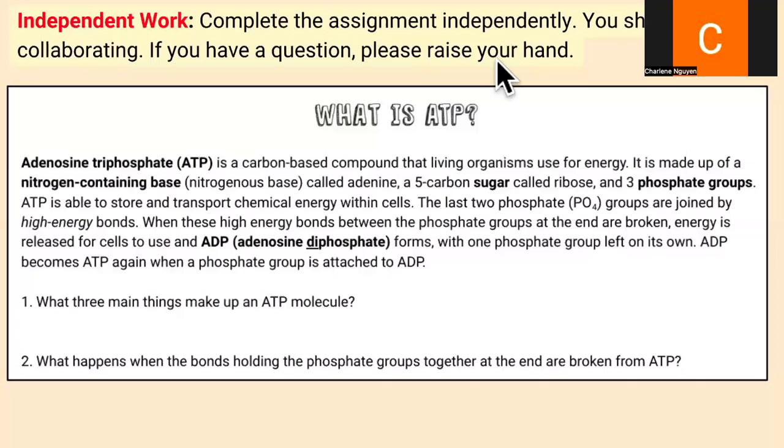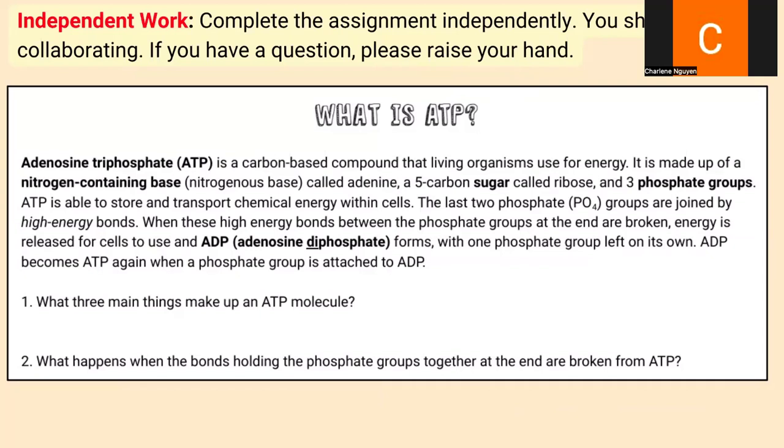Okay, so we are going to talk about ATP and what ATP is. ATP stands for adenosine triphosphate, and that is a form of energy that living organisms use. You may have heard of that before, but we are going to be talking about ATP as we transition to photosynthesis and cellular respiration.